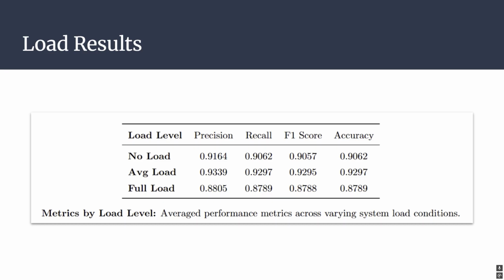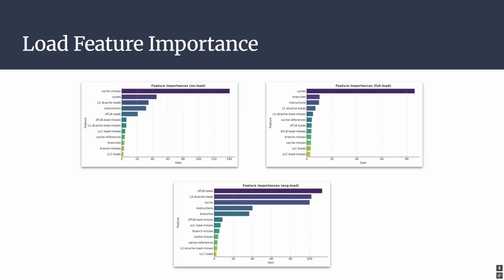Feature importance shifts significantly by load level. In no load, cache misses dominate. With minimal noise, attack signals are easily isolated. Cycles and L1 Dcache loads also matter here. In average load, the model leans on DTLB loads, L1 Dcache loads, and instructions, suggesting it compensates for moderate noise by focusing on memory translation and code execution signals.